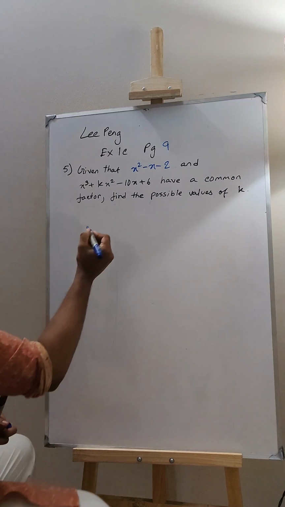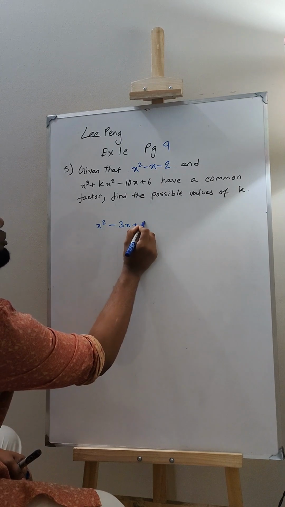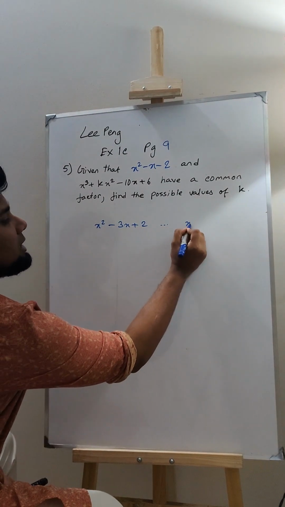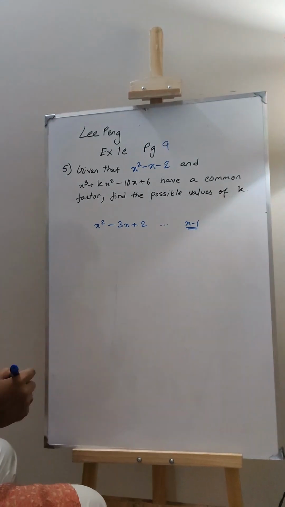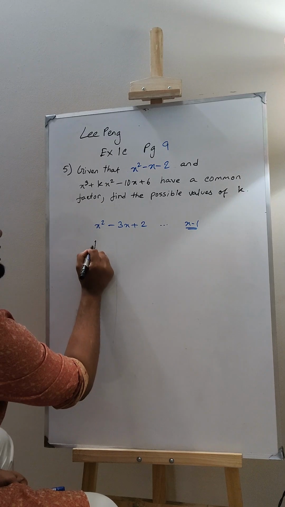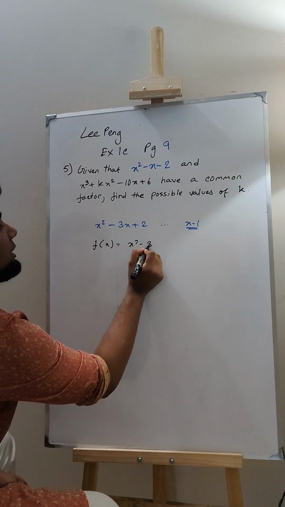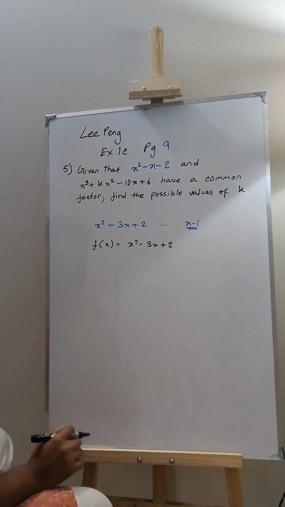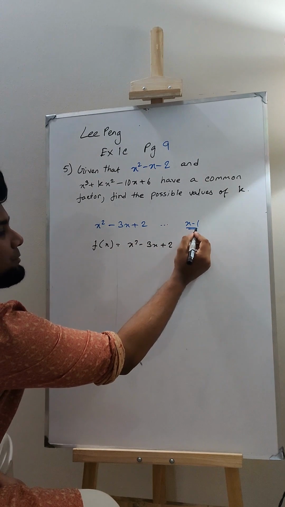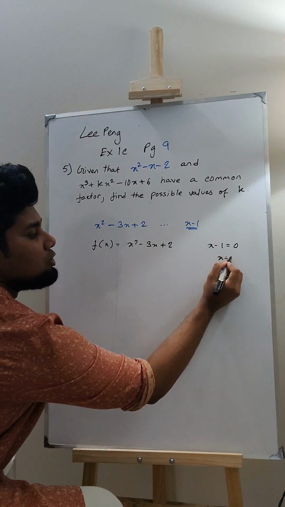Let's say, for example, x squared minus 3x plus 2. Let's say you want to divide it by x minus 1 and you want to find the remainder. So we set f(x) equal to this whole thing, x squared minus 3x plus 2, and then since this is x minus 1, we will put x minus 1 equals 0, which is x equals 1.